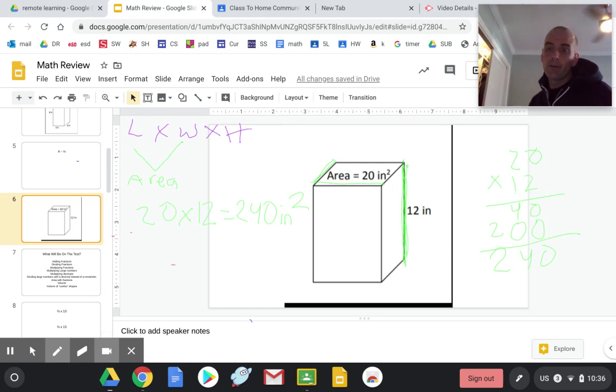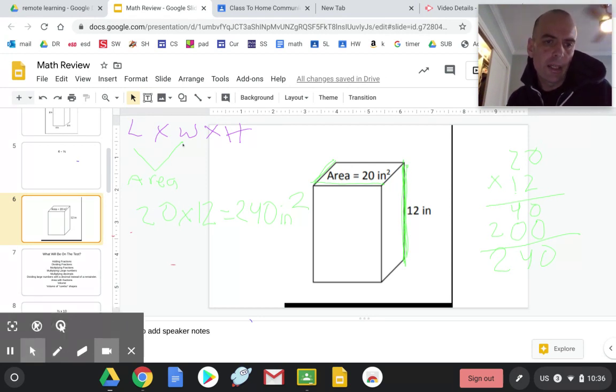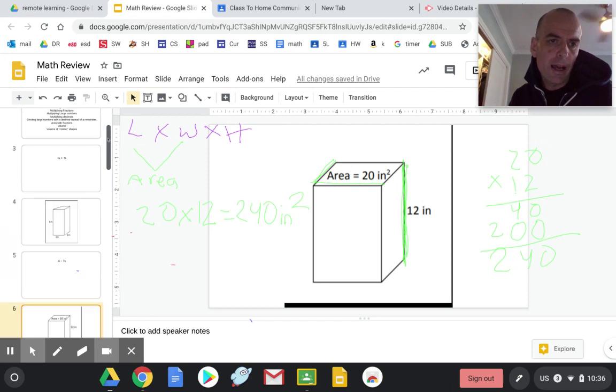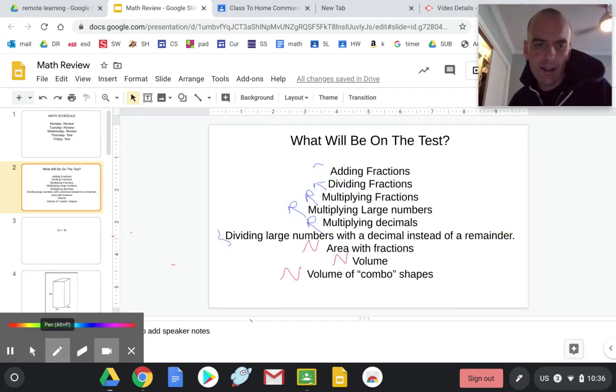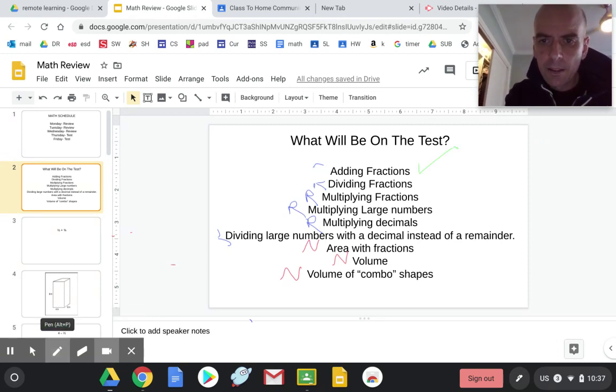So that was a review for Monday. Tomorrow we will continue on our list of things that will be on the test, but let's just quickly go back and look at our list and let's check off what we reviewed today. So we reviewed adding fractions, dividing fractions, and volume. Okay, so that's a pretty good start. We reviewed 2 of the reviews and 1 of the new things.